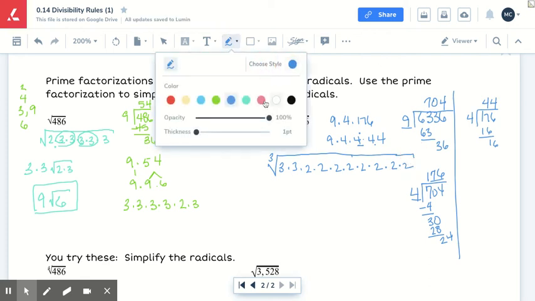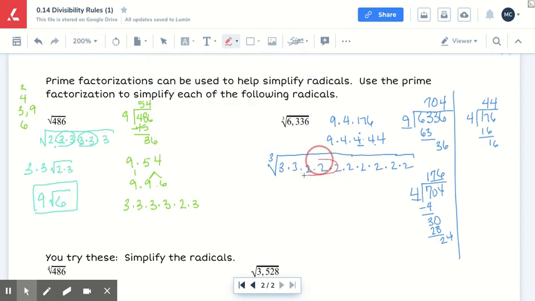Now going back looking at my index is a 3. So that means I need groups of 3. So I've got 3 2's here. So I can bring out 1 2 for those 3. I've got 3 2's here. So I can bring out 1 2 for those 3. And then what's left is only 2 3's and 2 2's. So no more groups of 3. So I'll go ahead and leave all of that inside. 3 times 3 times 2 times 2.